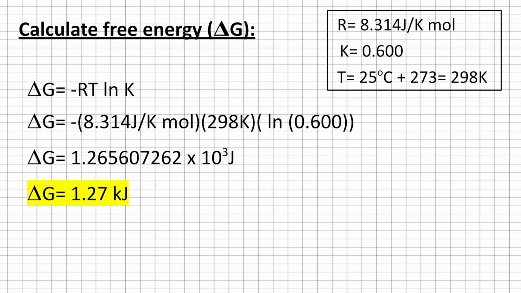Now we calculate the free energy or delta G using the K value and using the temperature in Kelvin. After converting 25 degrees Celsius to 298 Kelvin, we plug into the equation. Our final answer is in joules. However, delta G is often written in kilojoules, so our final answer will be 1.27 kilojoules with 3 significant figures.